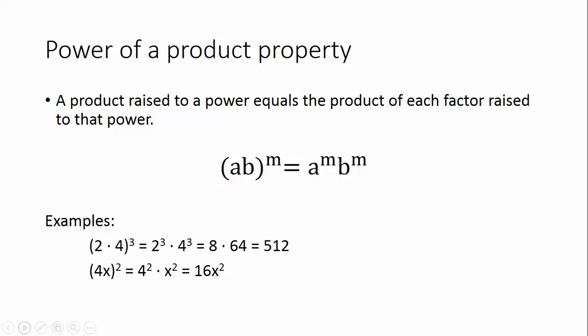The next rule is called the power of a product. So this says if you have a product, which remember is a multiplication, raised to a power, then everything inside the parentheses essentially is going to be raised to that power. So if we have a times b in parentheses and it's all being raised to the m power, that's the same as saying a to the m and b to the m.